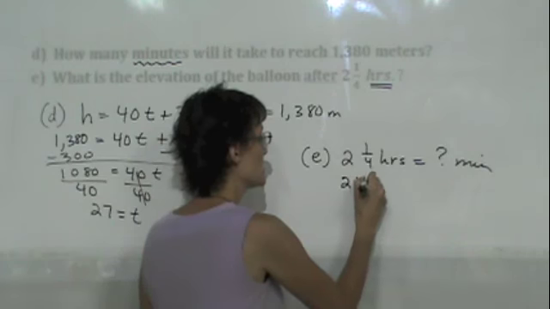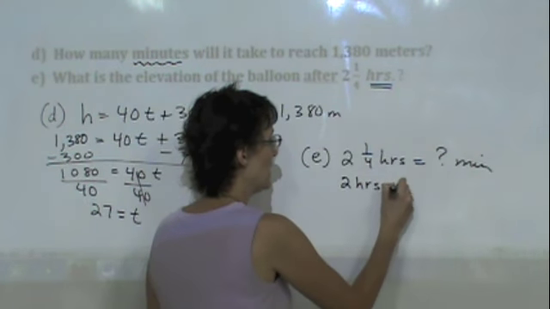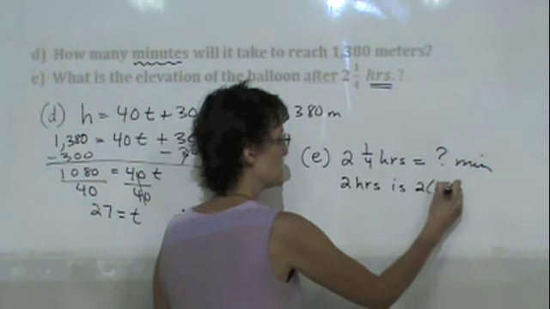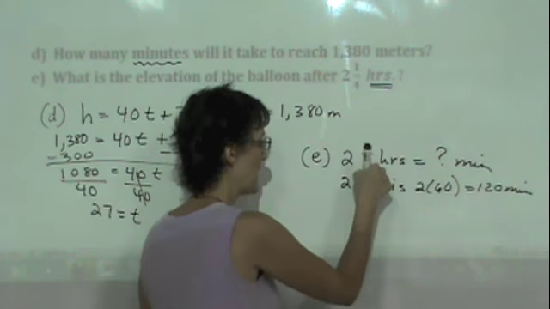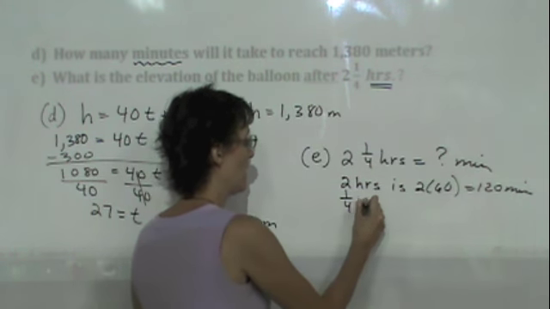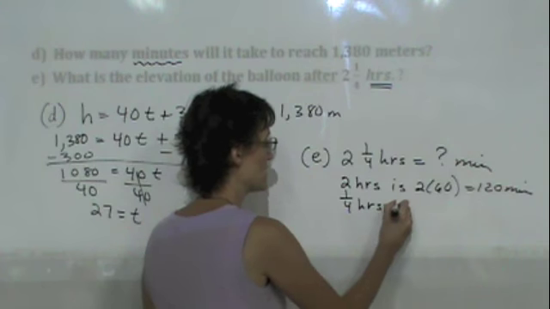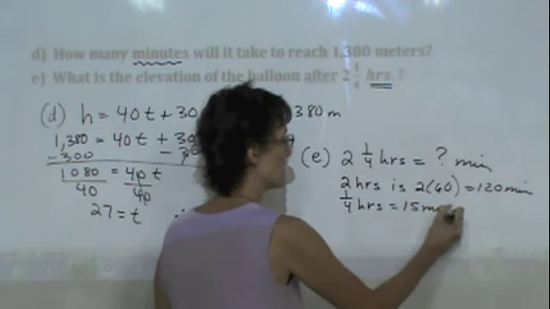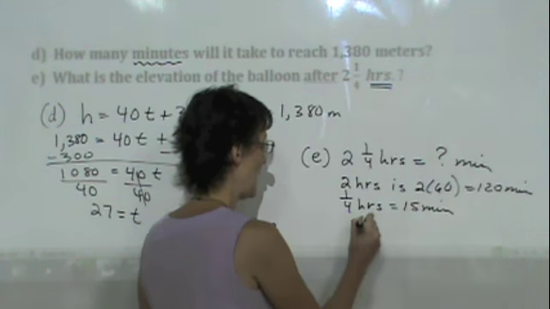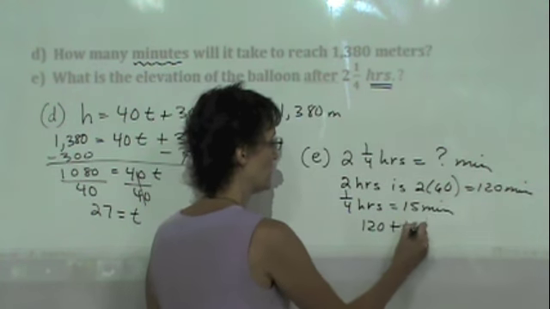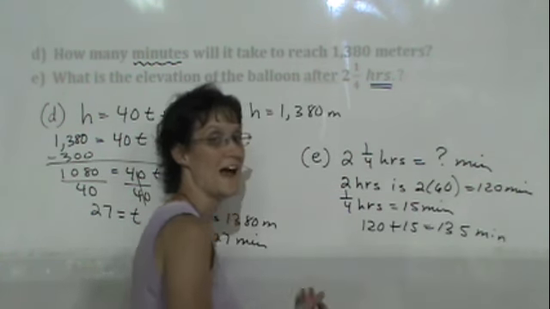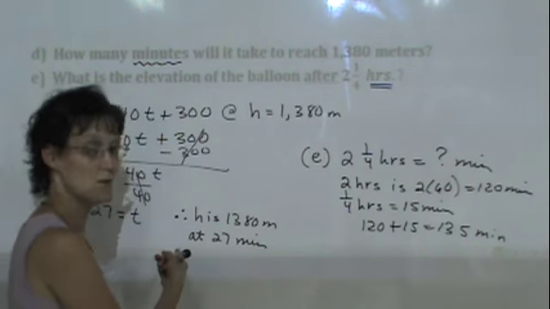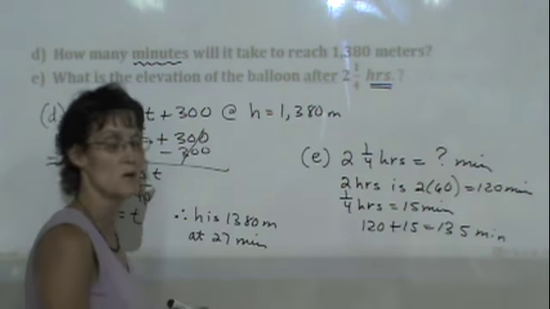So 2 hours is 2 times 60, so that's 120 minutes. Then I've got an extra ¼ hour, and ¼ hour is equivalent to 15 minutes. When I take these two and add them together, 120 plus 15 gives me 135 minutes. Now I'm in minutes, now I can use my equation.